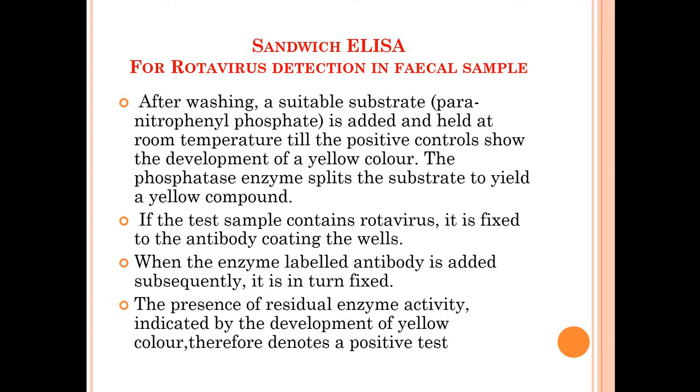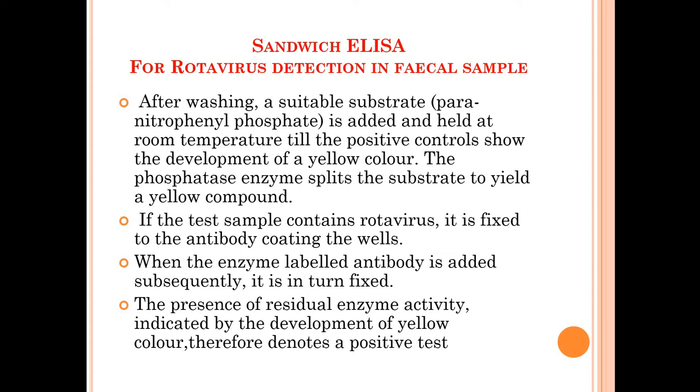It is added and held at room temperature along with the positive control, right? And it is observed till it gives the yellow color, just as in the positive control. The enzyme phosphatase splits the substrate to give a yellow colored compound. If the test sample contains rotavirus, it is fixed to the antibody coating wells, and when the enzyme labeled antibody is added, it is again in turn fixed, and the presence of residual enzyme activity is indicated by the development of yellow color. Yellow color indicates that the test is positive.